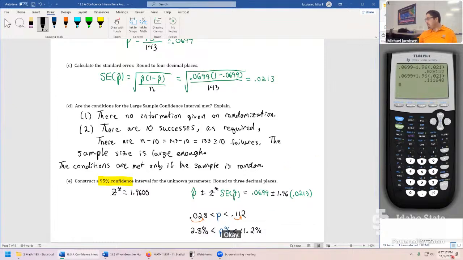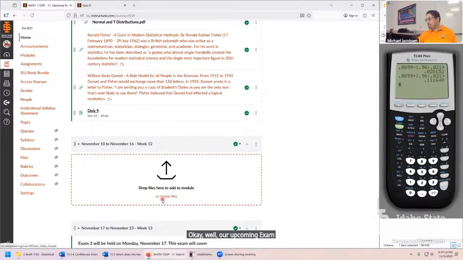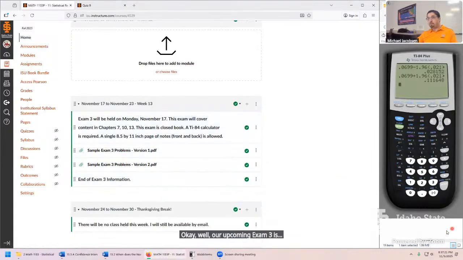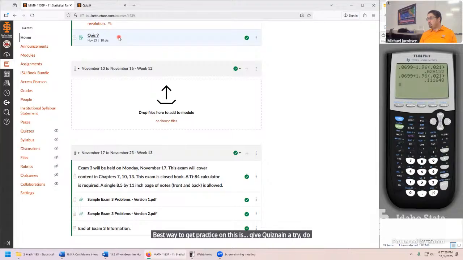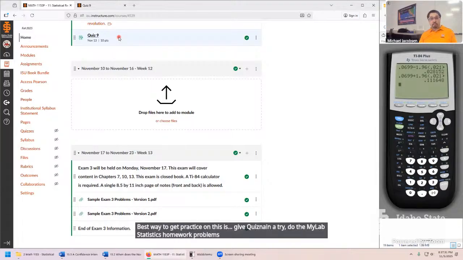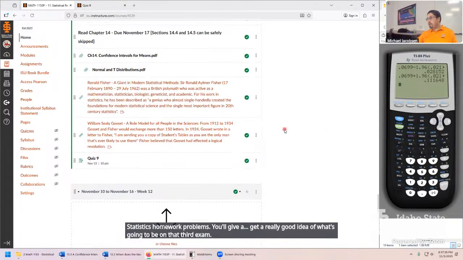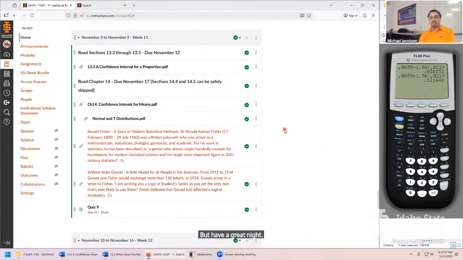Okay, well, our upcoming exam 3 is Monday, November 17th. The information's posted early. The best way to get practice on this is to give quiz 9 a try and do the MyLab Statistics homework problems. You'll get a really good idea of what's going to be on that third exam. But have a great night, folks. We'll be back to this on Thursday's class.